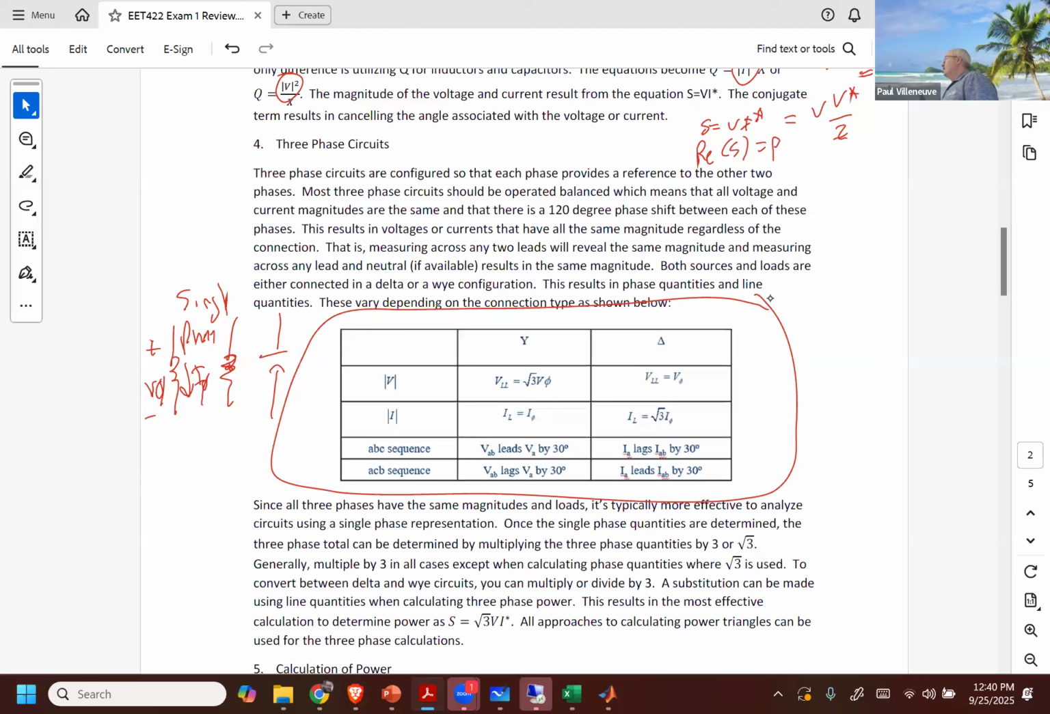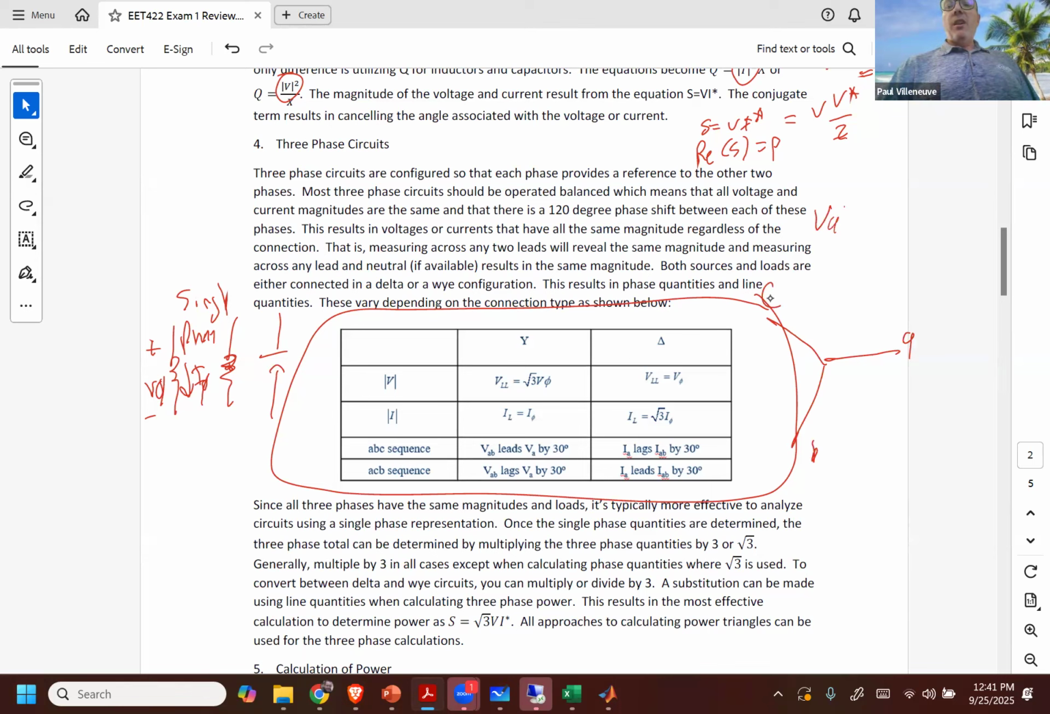So in a Y, the voltages are off by the square root of 3, but the currents are the same. In a delta, it's the exact opposite, just like we saw on Tuesday. We also have phase shifting for voltages and currents, depending again on if it's ABC or ACB sequence, and whether you're going to line or phase voltages. So using that bottom table, we'll hopefully be able to understand, do I add the square root of 3 or not? If you get confused, you can always draw a Y-connected circuit. I'll call that ABC rotation.